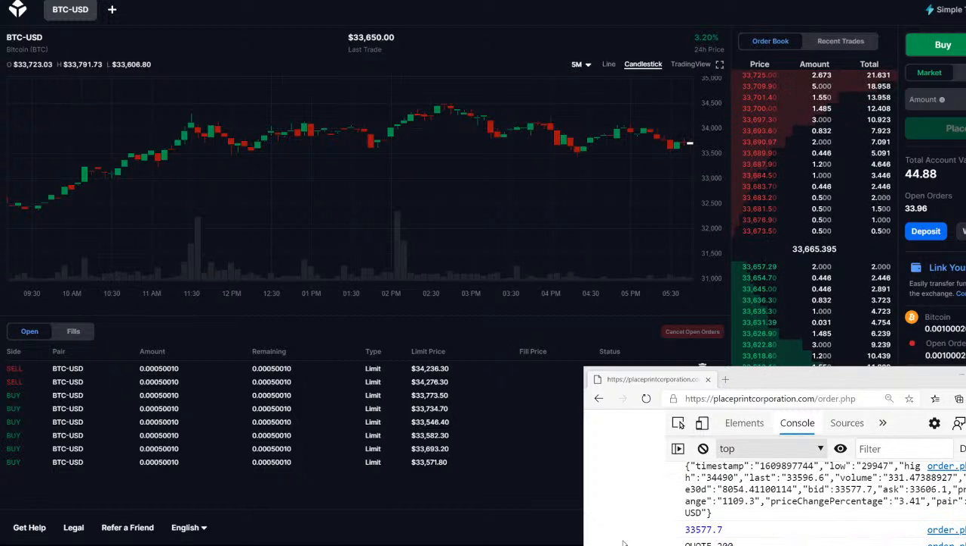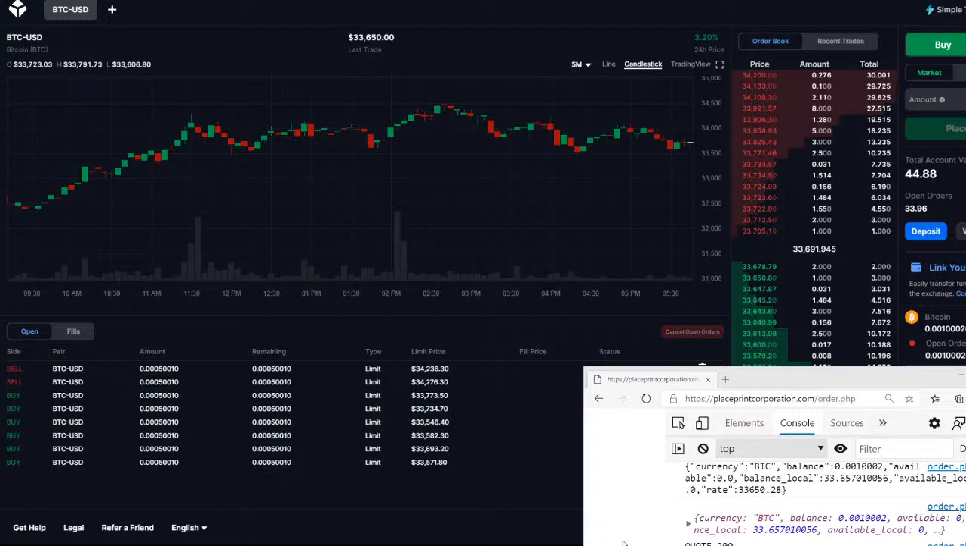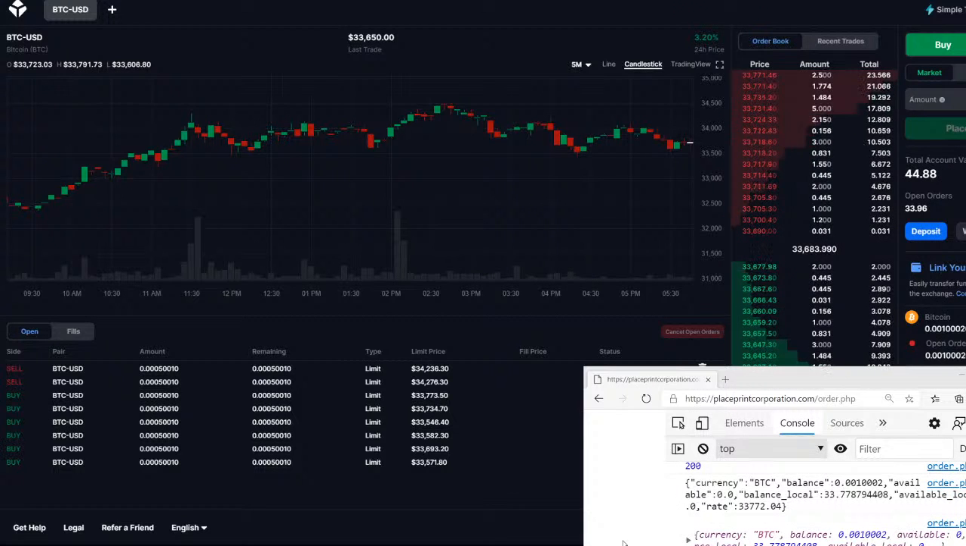So these are prime conditions for our algo, but we have no account balance available for this as it's already fully allocated. Standing by.